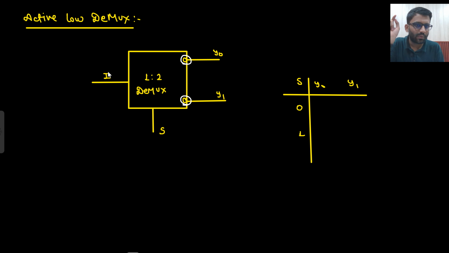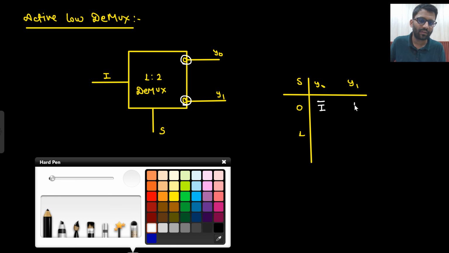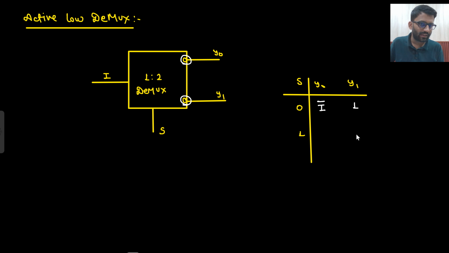If S was 0, I would be transferred to Y0 and Y1 would be 0. Just the inverted of that will happen, because the inverted sign is there, no? So if S is 0, information I will be transferred here, but the inverter sign is there, so towards Y0 I dash information will be transferred and Y1 value will be 1. If S is 1, then I information would have been transferred to Y1.